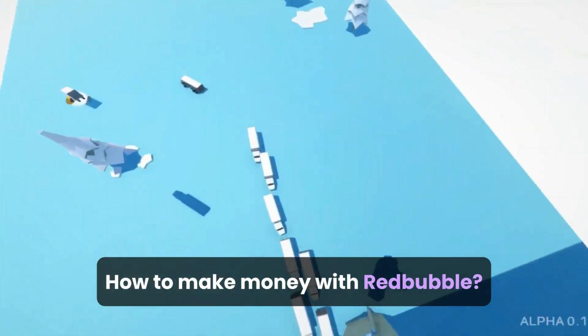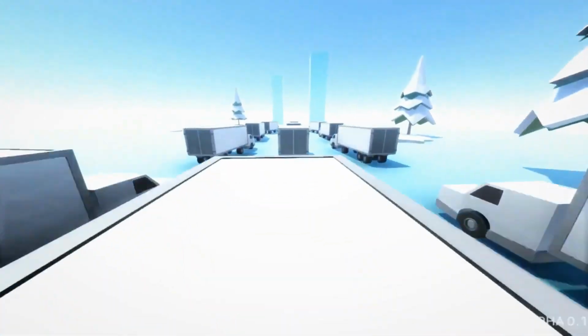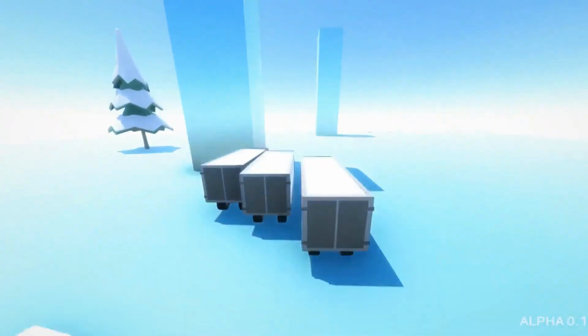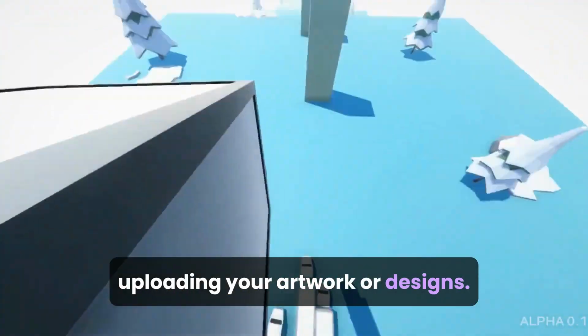How to make money with Redbubble. Want to earn money by selling your designs online? Here's how to make money with Redbubble. First, create a free account and start uploading your artwork or designs.